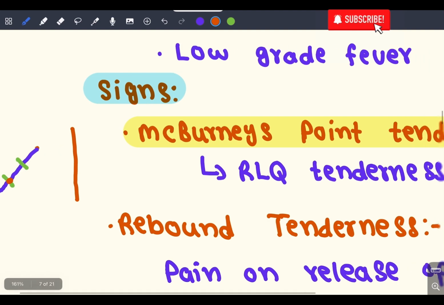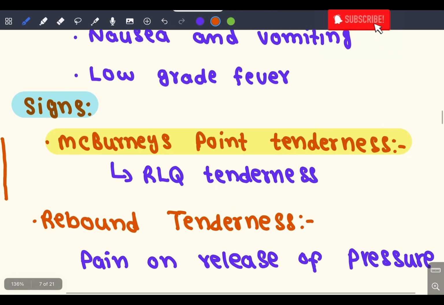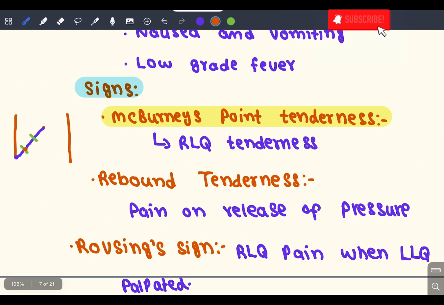At this point we have tenderness. Tenderness means when we touch this point, the pain will occur, and that is actually right lower quadrant pain. So right lower quadrant or McBurney point tenderness is what we see in case of appendicitis or acute appendicitis.